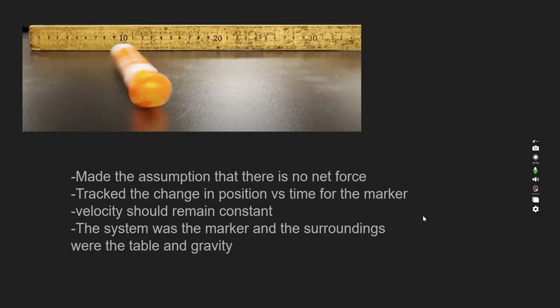As the marker was rolled on the table in this lab, there was no outside force, meaning the marker rolled at a constant velocity across the table. This means that if you plot the marker's position versus time and its velocity versus time, the position versus time graph will be a line with a constant slope, and the velocity versus time graph will be a line with a slope of 0. To do this lab, we assumed that the net force was 0 and that the friction was negligible between the marker and the table.